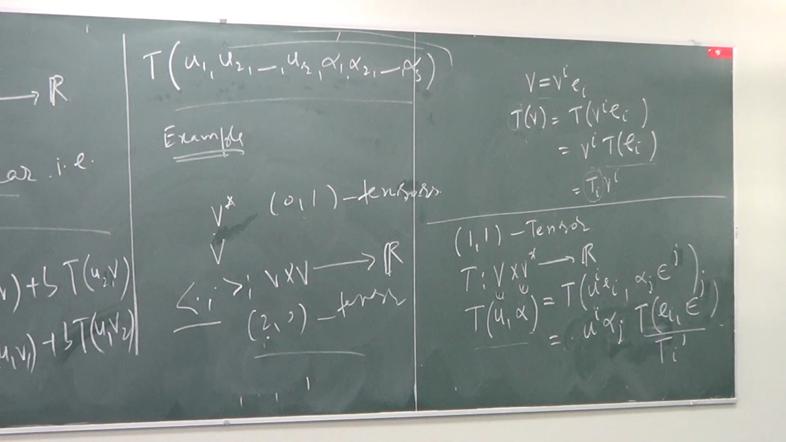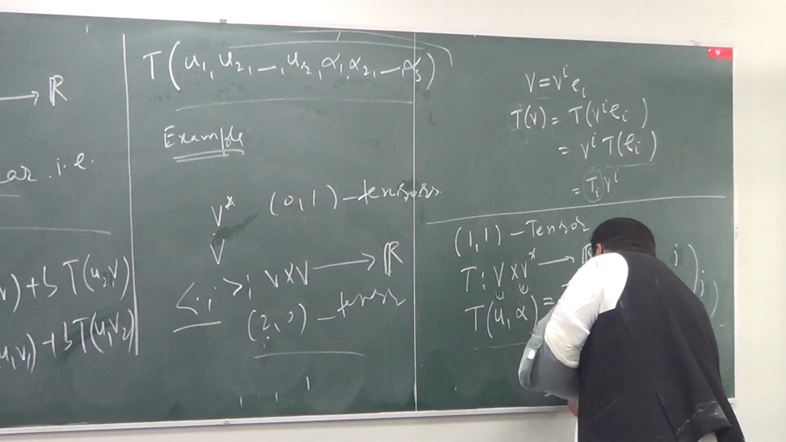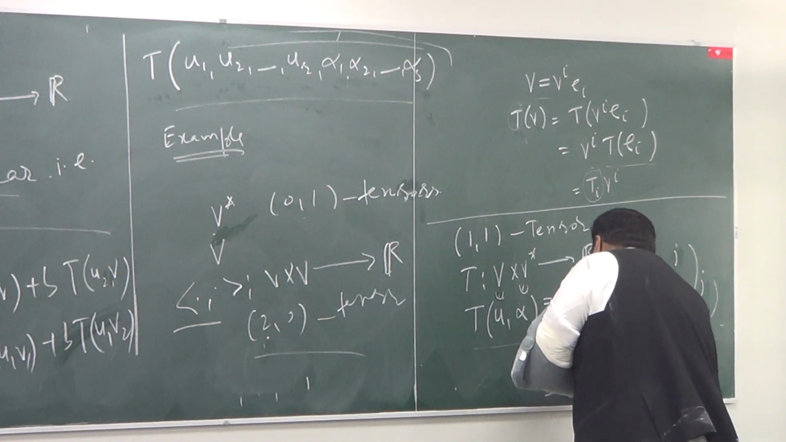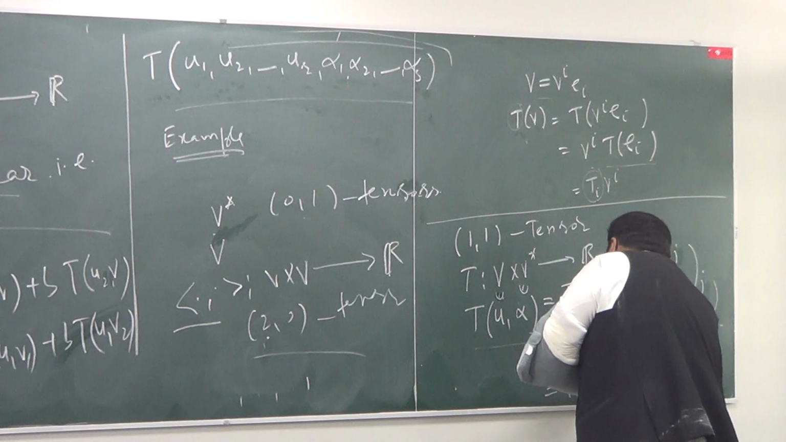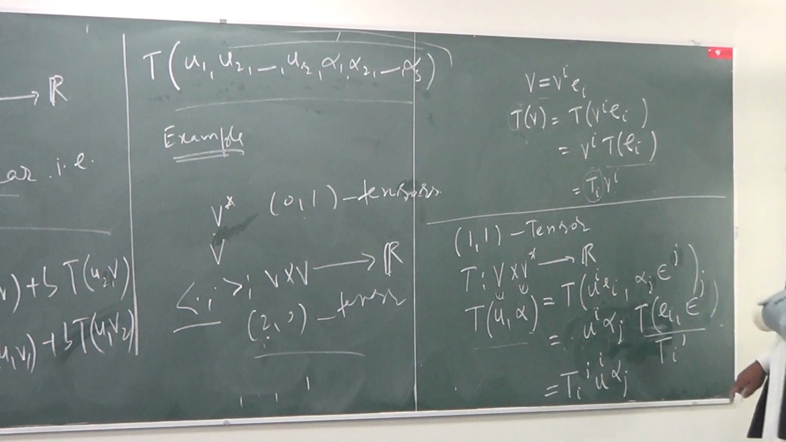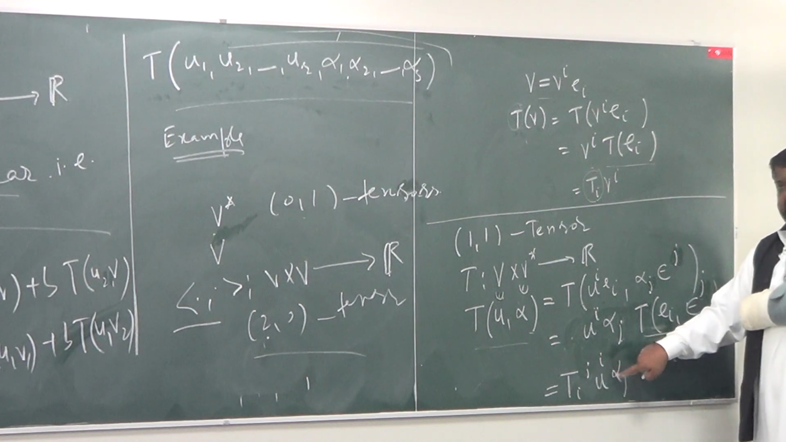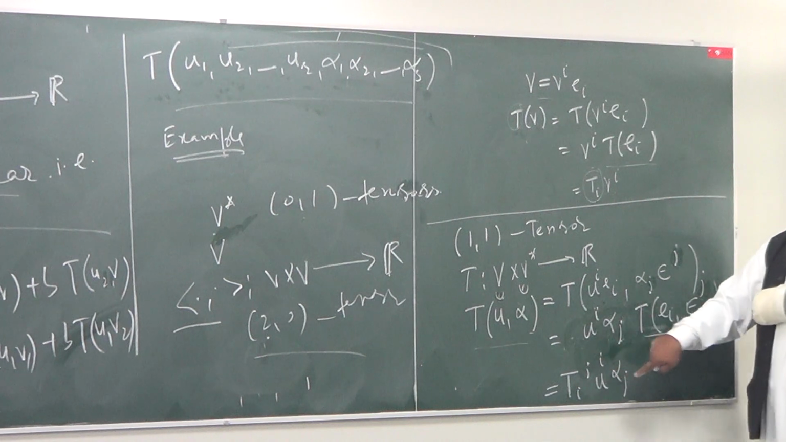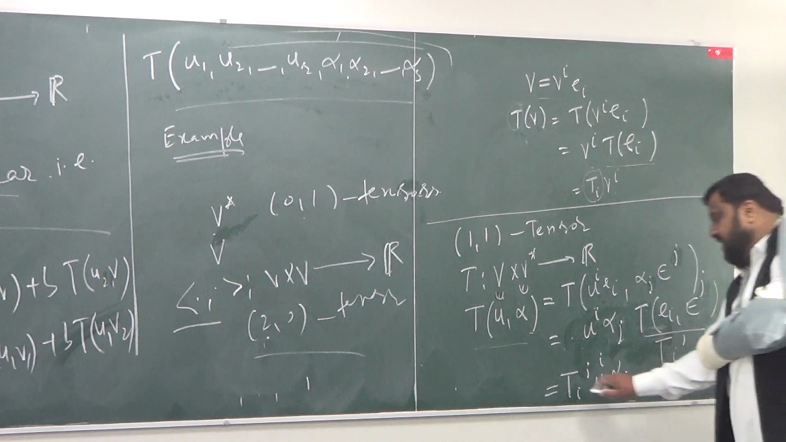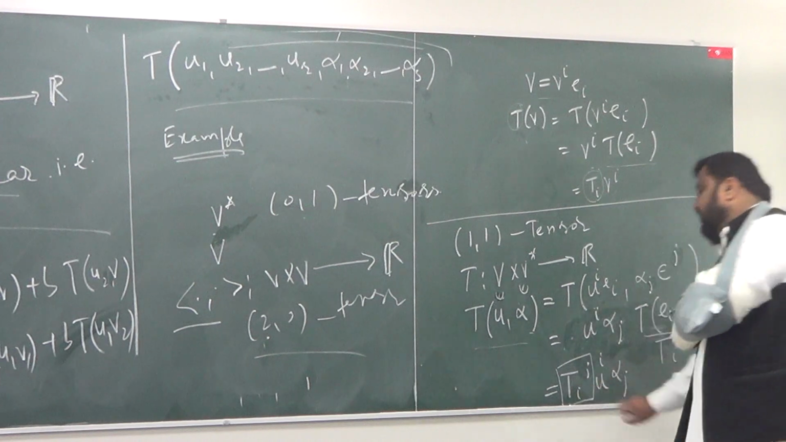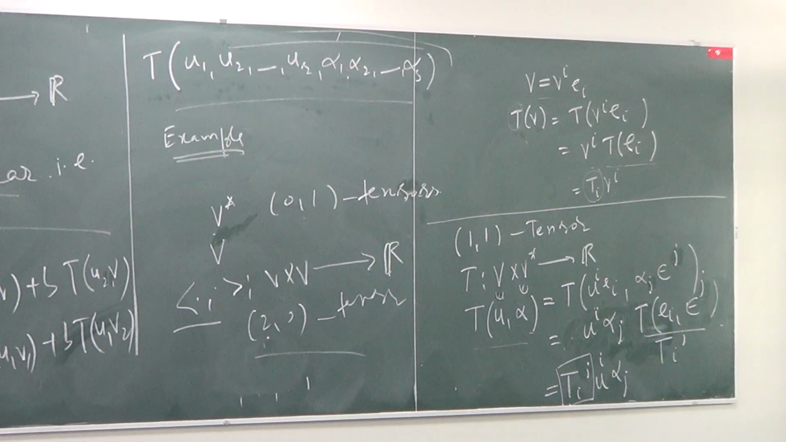You have to respect the order. So finally, what do you get? You get T_i^j U^i alpha_j, and it makes sense through summation convention. Think about it: the j and j, and i and i, so this is essentially the sum. Are you getting the point? So you call these the components of the tensor.